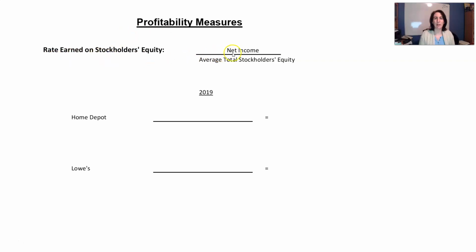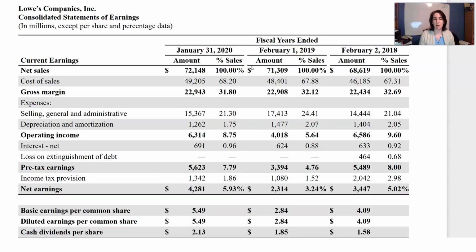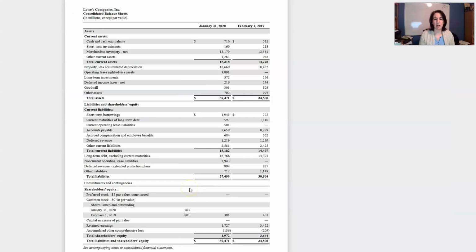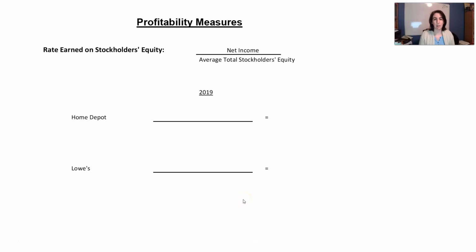Profitability measures, rate earned on stockholders' equity. So it's net income divided by average stockholders' equity. We do the same kind of thing here. Net income, there you go, net earnings, divided by average stockholders' equity, which you get from the balance sheet here. And average means beginning plus ending divided by 2.